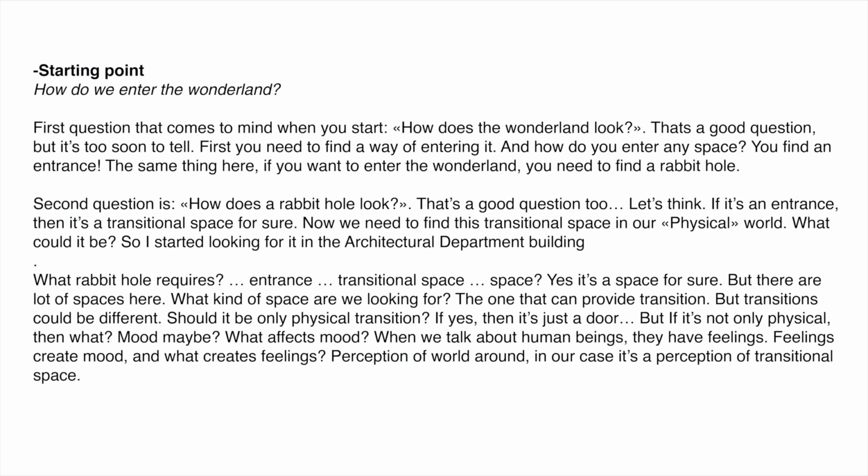But there are a lot of spaces here. What kind of space are we looking for? The one that can provide transition. But transitions could be different. Should it be only physical transition? If yes, then it's just a door. But if it's not only physical, then what?